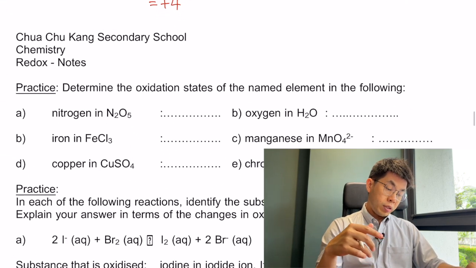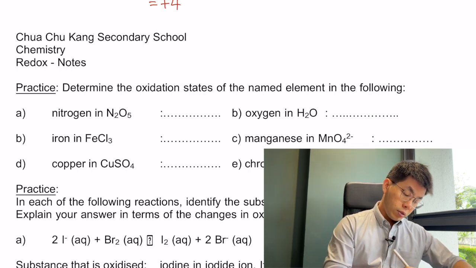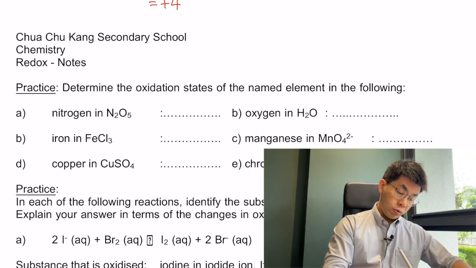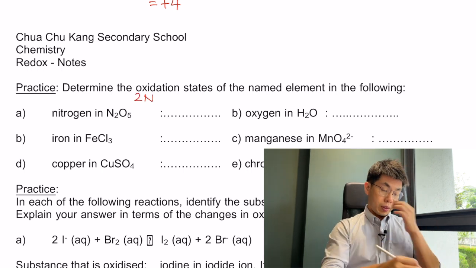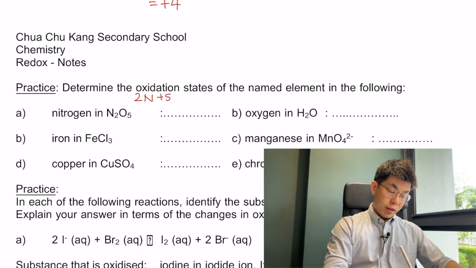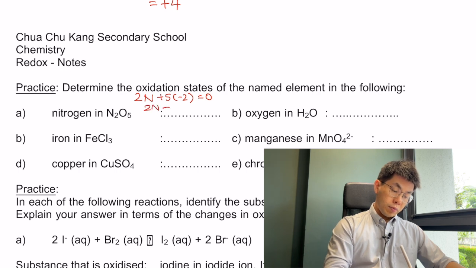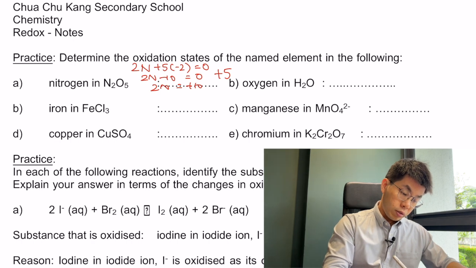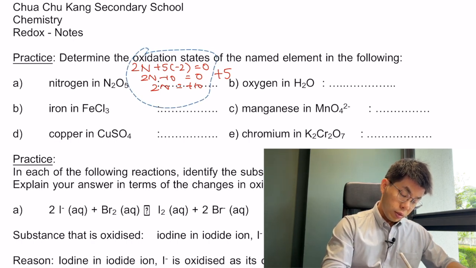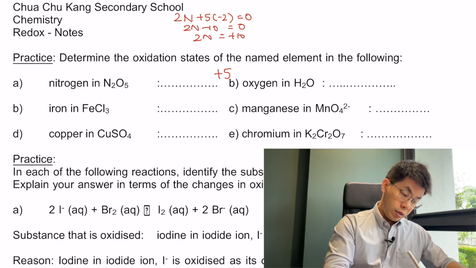Over here, determine the oxidation state of nitrogen in N2O5. Because I have 2 N, I need to write 2N. And then oxygen is 5 times -2, and because it's a compound, equals 0. So 2N minus 10 equals 0, 2N equals +10, so 1N is equal to +5. Maybe I should write the working somewhere else. Okay, so this is A. N is equal to +5.